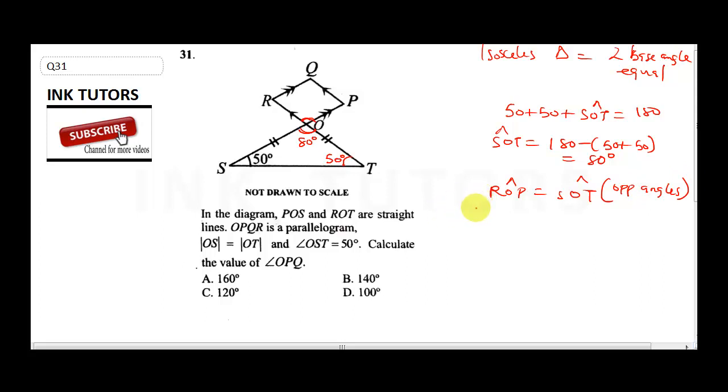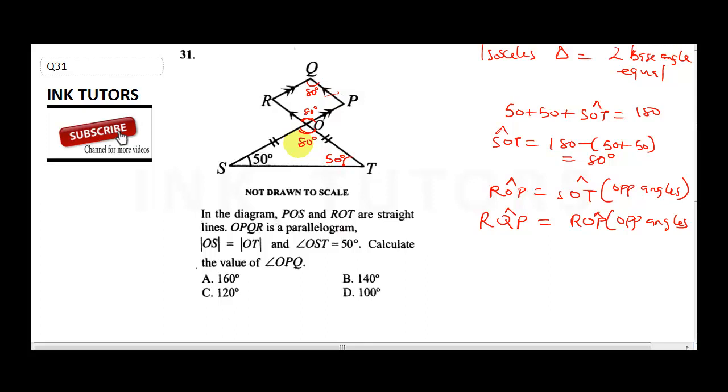Now, if you look, there's another opposite angle again. Angle RQP is equal to angle ROP. The reason too is that they are opposite angles. Now that means our angle here is going to be what? 80 degrees. And that means here is going to be 80 degrees. These are also opposite angles. Okay, or you can say RQP is also corresponding to SOT. Whichever way you see it, they are opposite angles or they are corresponding angles.